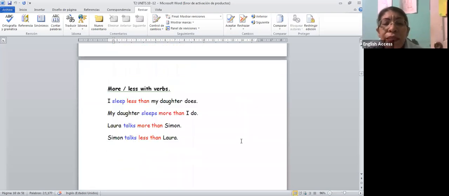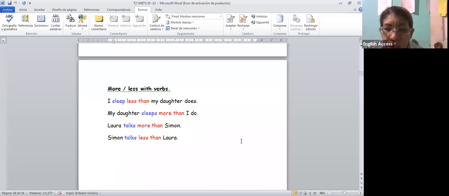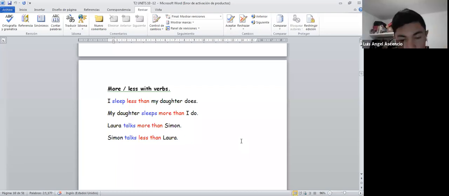And at the end, it says more and less with verbs. In this case, we're using sleep and talk. So once again, can you read it, please? I sleep less than my daughter does. My daughter sleeps more than I do. Laura talks more than Simon. Simon talks less than Laura.